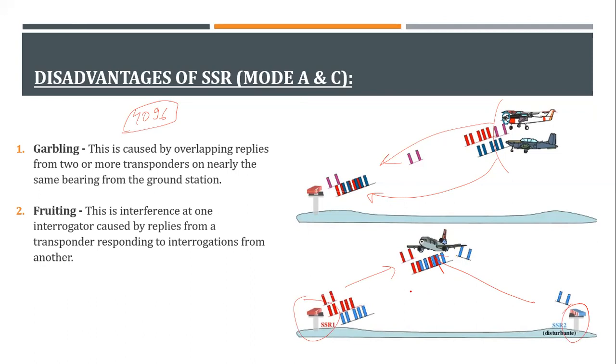So garbling is like when there are two or more students speaking, and fruiting is like when there are two instructors trying to communicate with you, so you might not be able to hear. Then, as I told you, only 4096 identification codes are available, and we know more aircraft than this are there, so we need more codes. That is why we have mode S. Mode S is a very fantastic thing, because this is the point where everything changes and SSR became more useful.